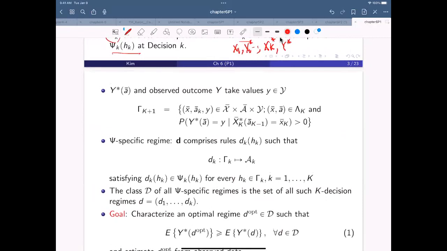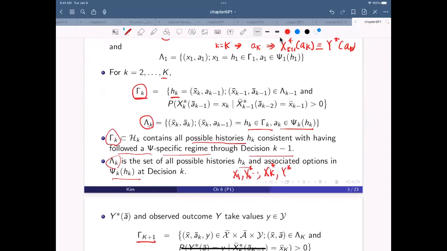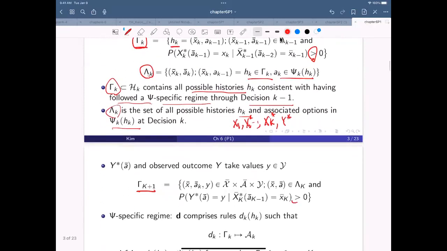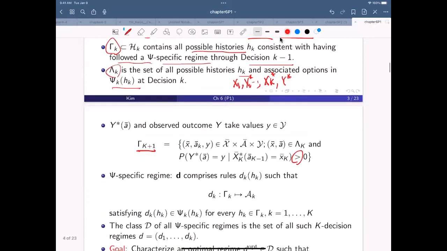And so the gamma K, notice that. What do we mean by possible history? Possible means that its probability is positive. So a positive probability of the history means that it is possible. In the same way, we have this one: this particular set of y should be positive, otherwise it's excluded.